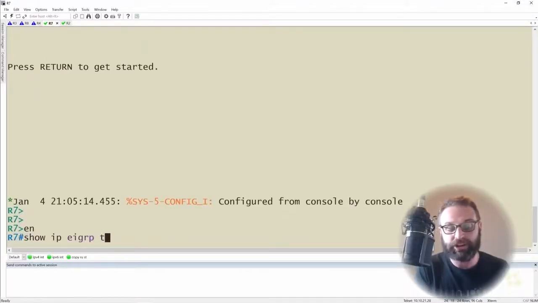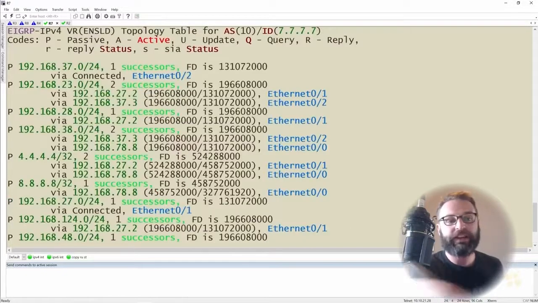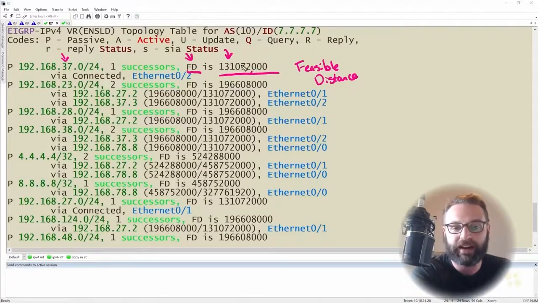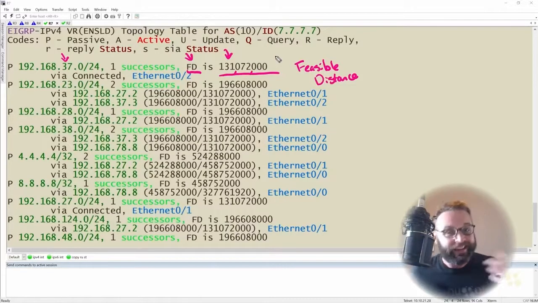So if I look on R7 for its point of view, and I give it a show ip eigrp topology, we see at the very top of the list here is this 192.168.37, and a very important and large number, and a very important abbreviation right here. Its feasible distance is this gigantic number right there. I think this is going to be something if I add commas in here, it's 131,072,000. That's the idea here. It's a big number, right? And that's what it used the bandwidth and the delay to come up with.